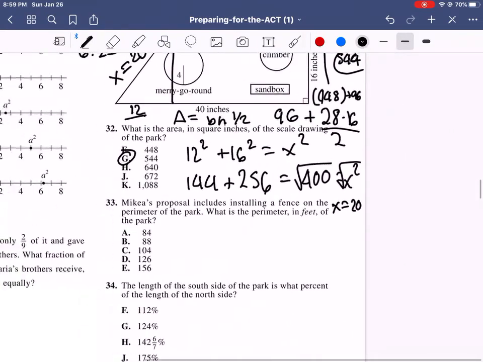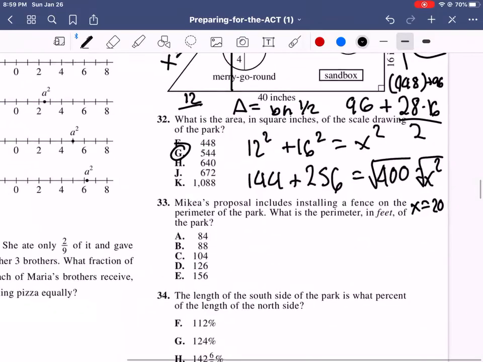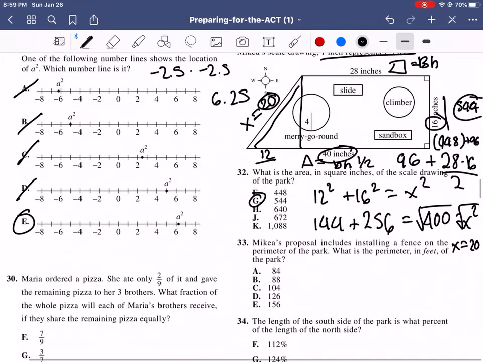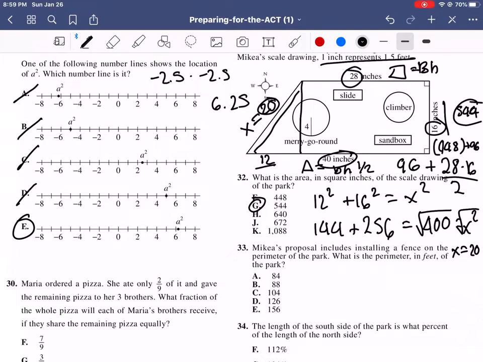Okay, now we get to perimeter. So we've already found the length of this line is x equals 20. So now we just add. So 20 plus 40 plus 16 plus 28. That is 104. Answer is C.